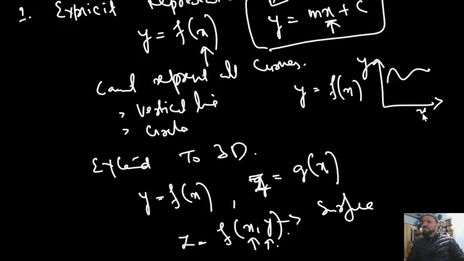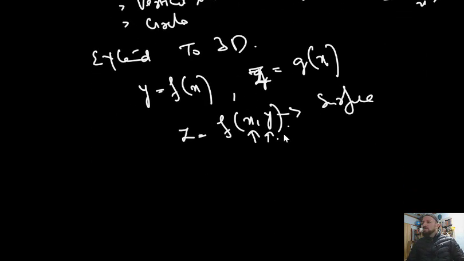You plug in the x, you will get the y, because y is a function of x. But if you have three variables, like z is equal to a function of x comma y, you plug in the x and y to get the z, because now we have the three axes.